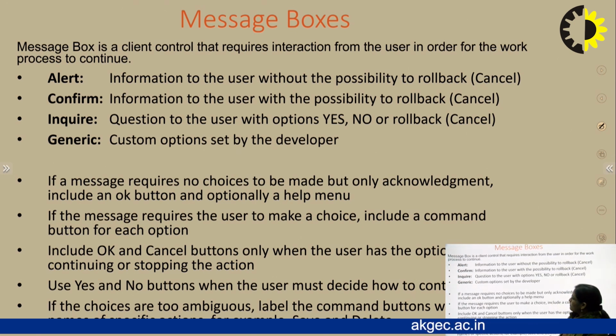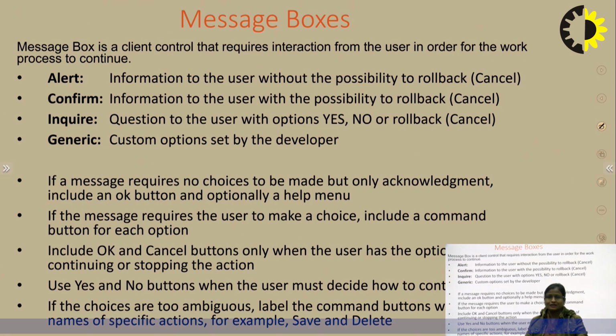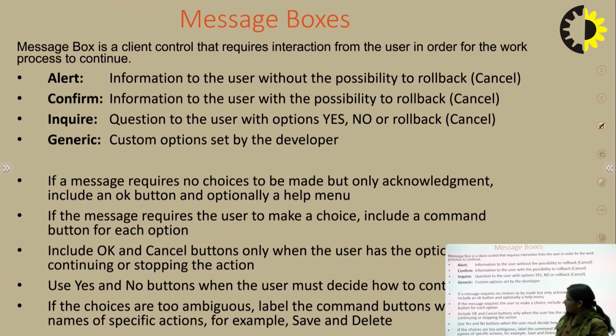Okay, so a message box is a client control that requires interaction from the user in order for the work process to continue. Okay, so that may be your alert message. Alert message means information to the user without the possibility to roll back. That means no need to control, roll back or cancel that action. We have an alert information about that window, which work is in process. Okay. Then confirm. Confirm is basically used for information to the user with the possibility to roll back or cancel.